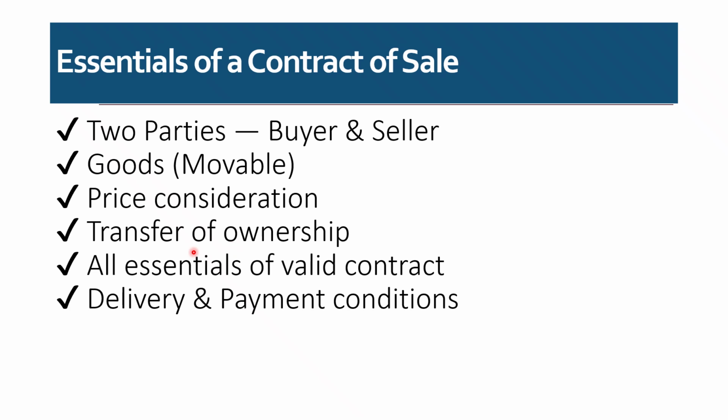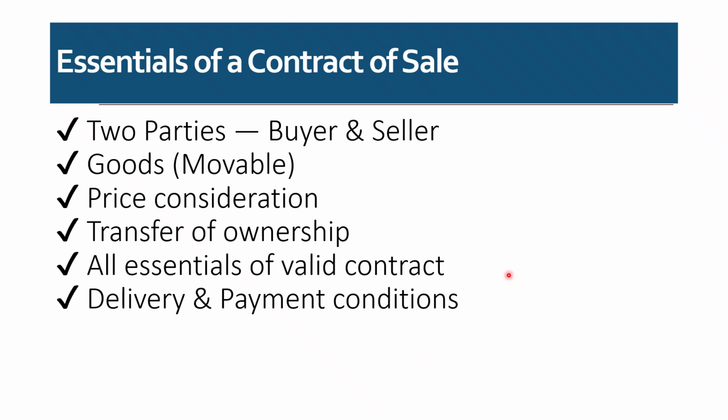Right, then is transfer of ownership. Again, the contract must involve the transfer of property in goods, not just the physical possession. All essentials of a valid contract, which means that it should have free consent, lawful objects, and other categories that we had learned in the last unit. Then is delivery and payment condition. So both parties must agree on how and when the delivery and payment will take place.